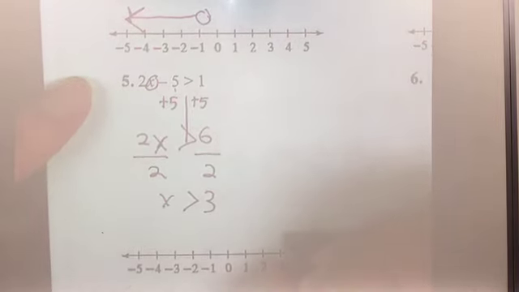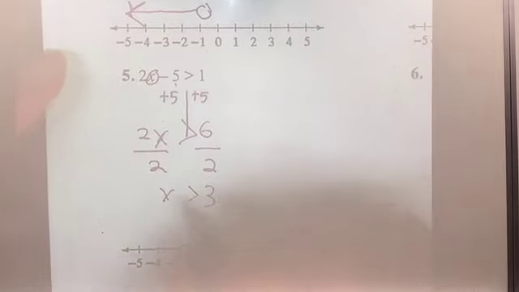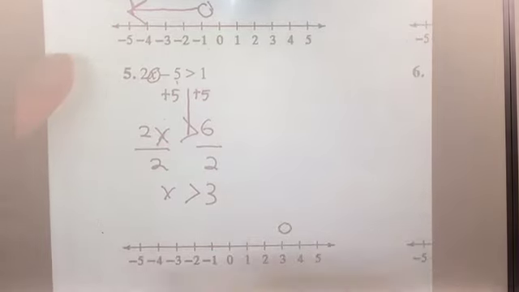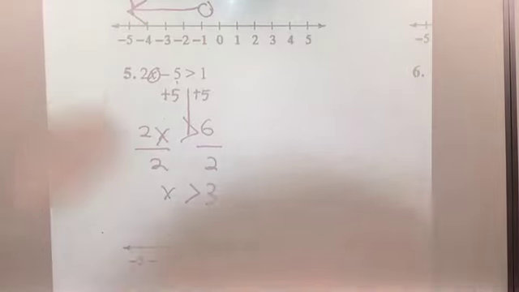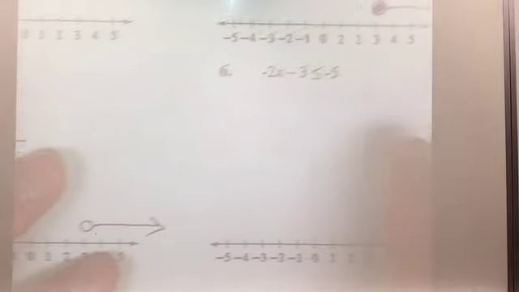Okay, so here's my 3. I put the circle. Am I going to fill it in? No, it's not or equal to. It's just greater than. So x is greater than 3, so it's going to go to the right. Now look at number 6.